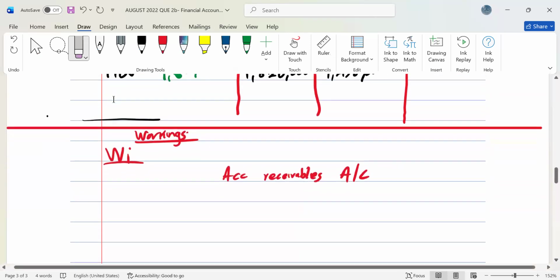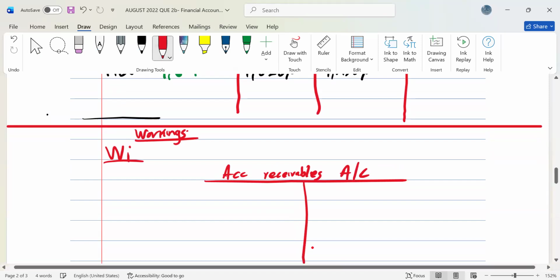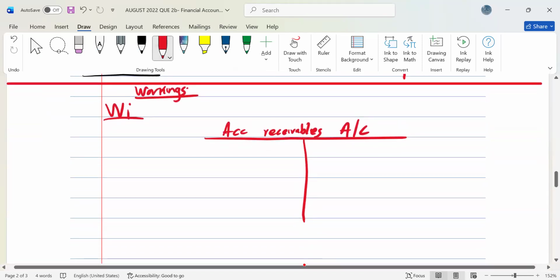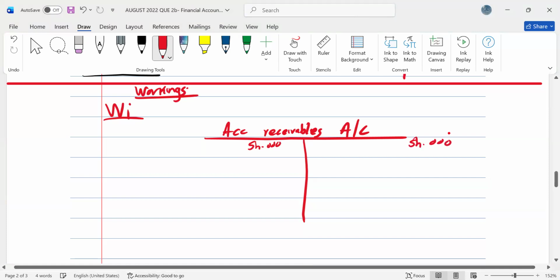Okay, now, so we have this. We can draw our T account. In this T account, we are going to have shillings in thousands. Now, if you go to our statement, what was our balance brought down in terms of receivables?